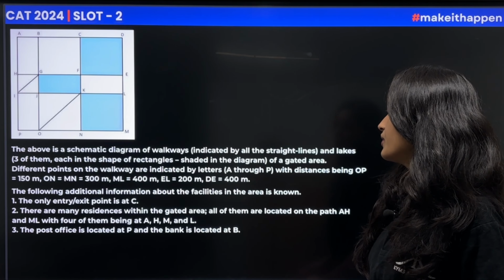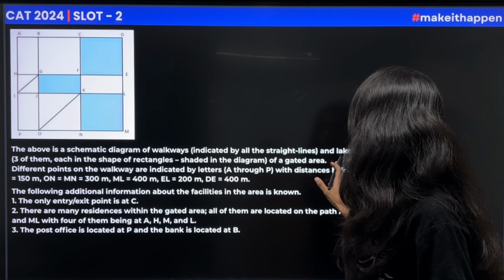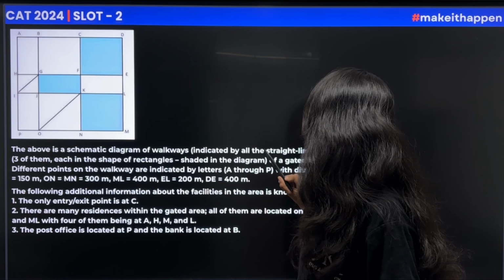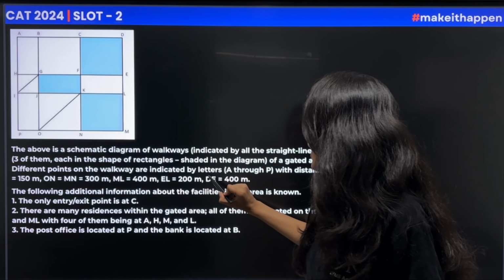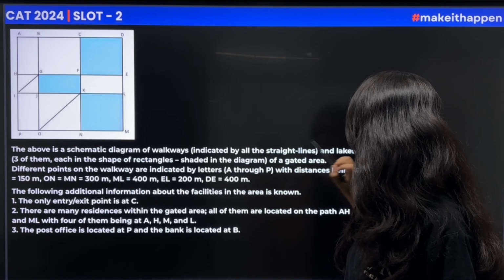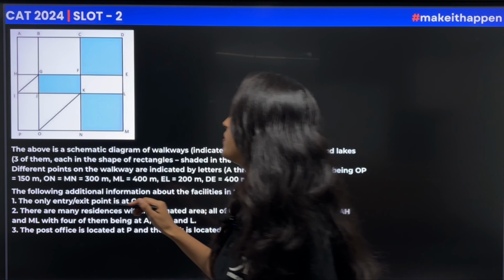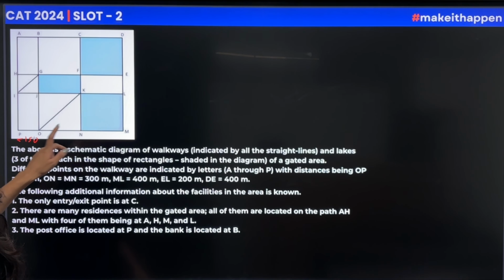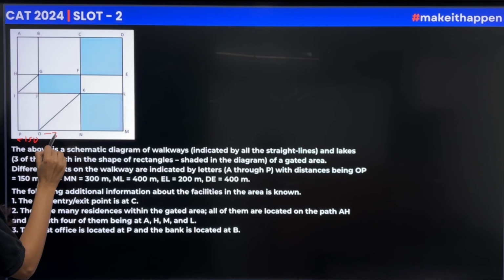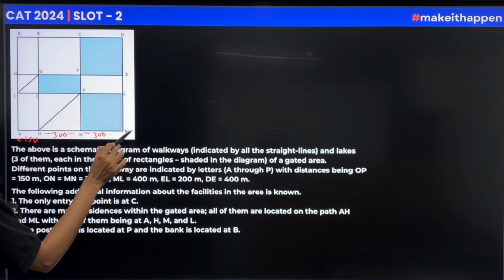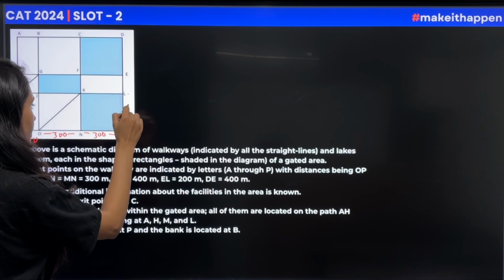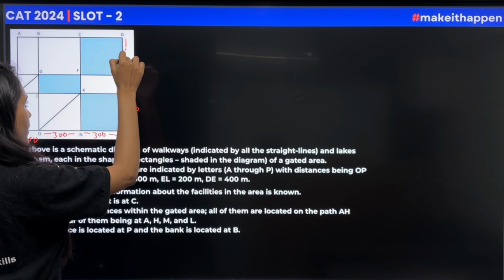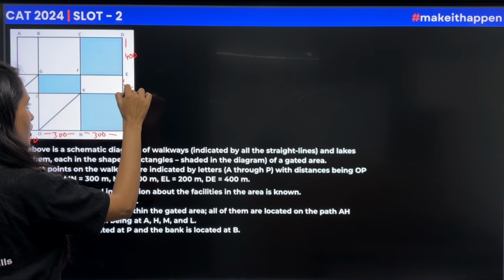We are given a diagram of walkways and lakes. Three of them are lakes in the shaded portion. Different points on the walkway are indicated by the letters A through P. OP is given as 150. ON and NM are equal, 300. ML is 400. EL is 200 and DE is 400. This is 400 and this is 200.